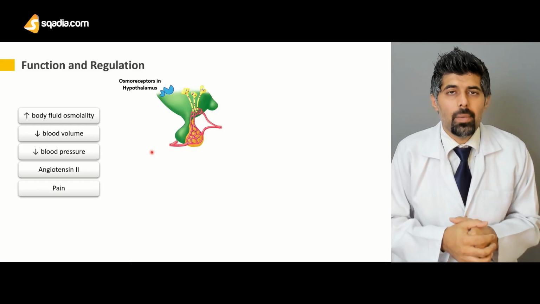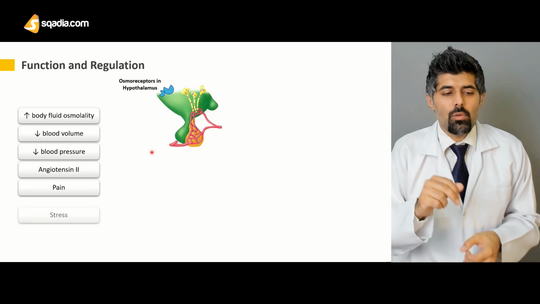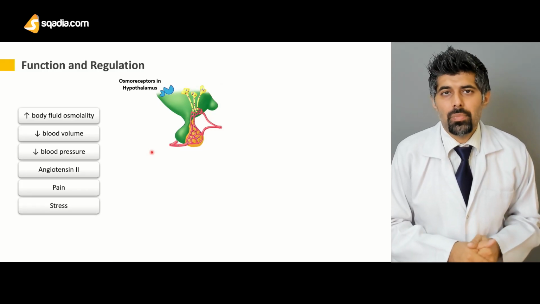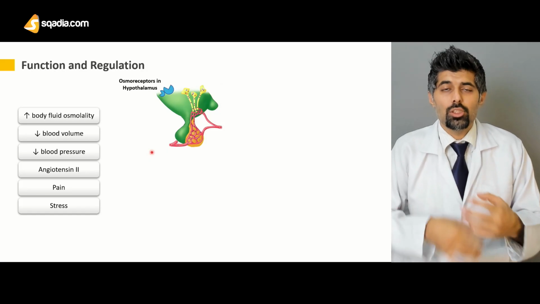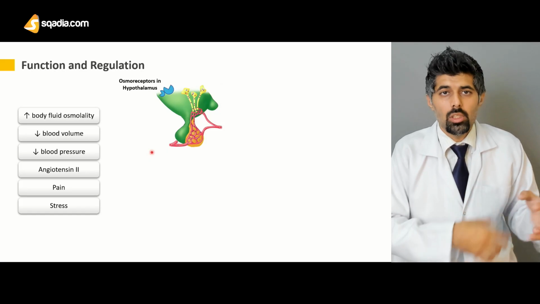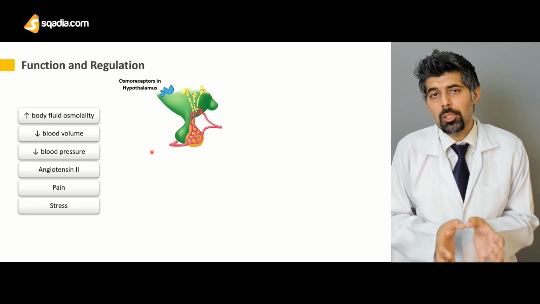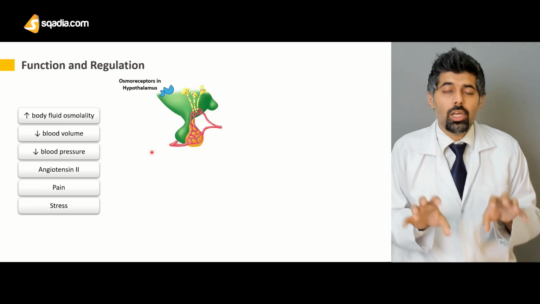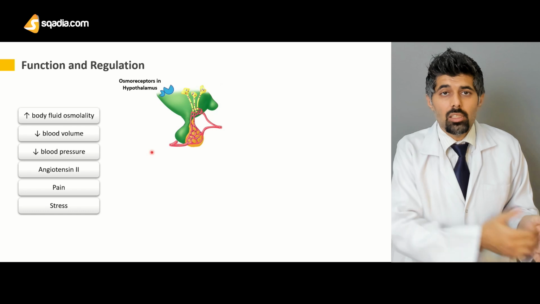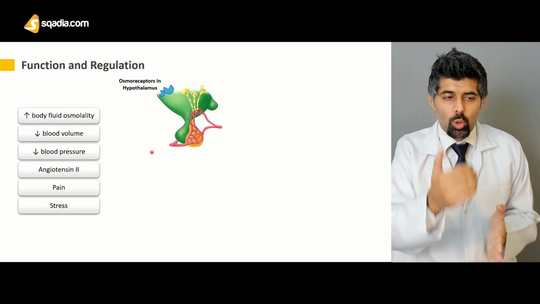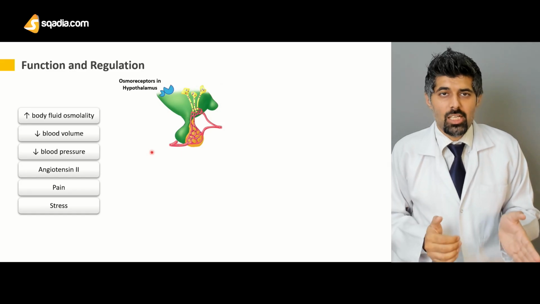Next, we have pain. Pain can also release ADH hormone. And we have stress. Stress here means biochemical stress, so there is an increased amount of both endorphins and cortisol circulating in the blood. Whenever there is biochemical stress in the body, ADH hormone as a result is released. So all of these triggers increase the amount of ADH.